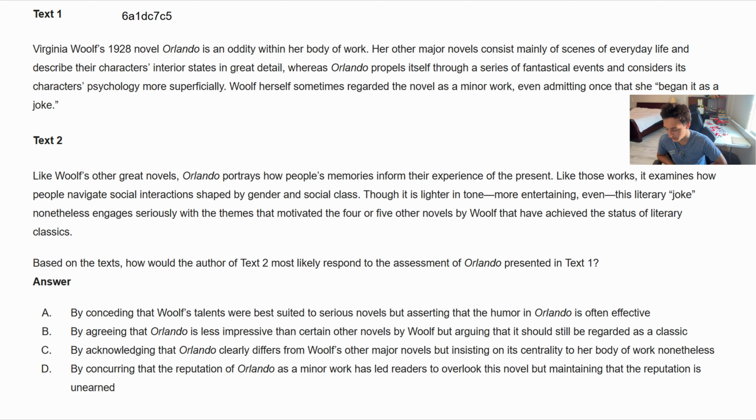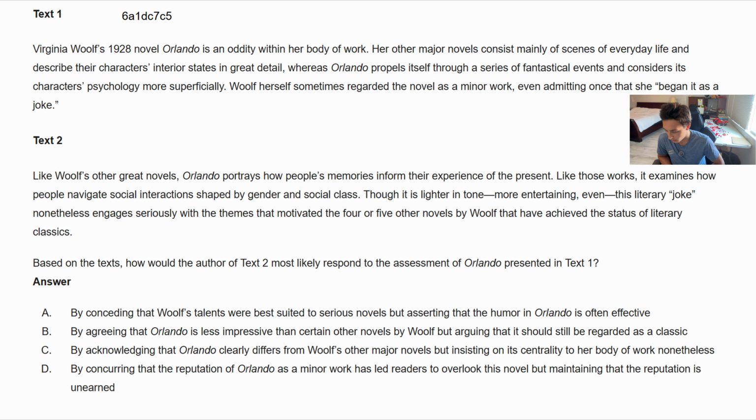By conceding that Woolf's talents were best suited to serious novels, but asserting that the humor in Orlando is often effective. So text 2 does say that the humor in Orlando is entertaining and it is good. It doesn't say that the talents were best suited to serious novels though. So that's where A is wrong. By agreeing that Orlando is less impressive, okay, I'm going to stop right there. That's not true at all. You just can't infer that from the text. It's less impressive than certain other novels, but arguing that it should still be regarded as a classic. Yeah, no, that's just not supported at all.